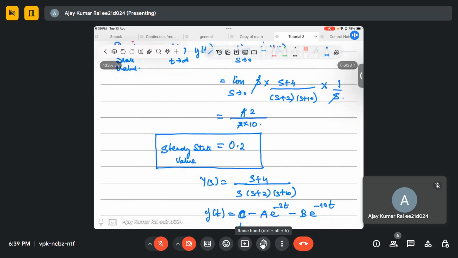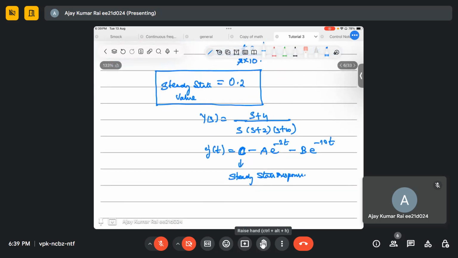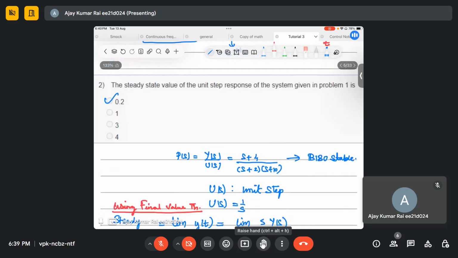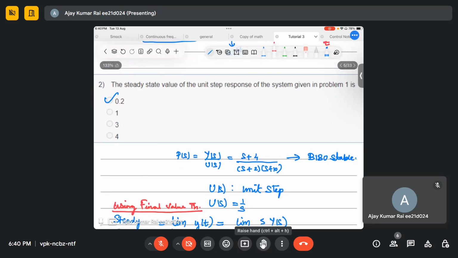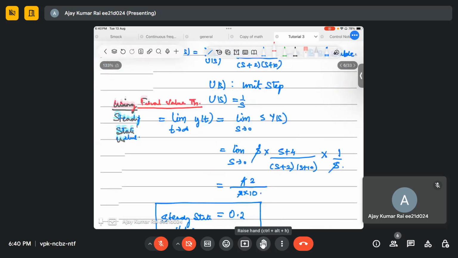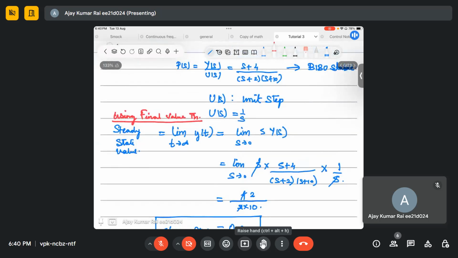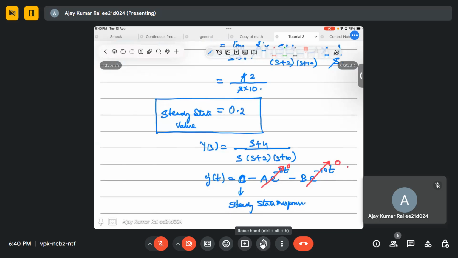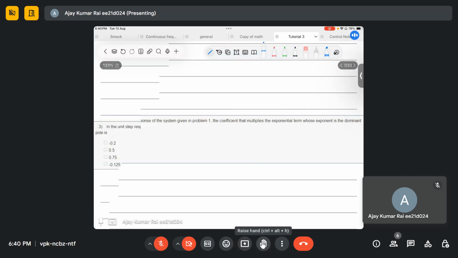Okay, so this is how you calculate. If you want to find out y of t at infinity, you put limit t tends to infinity, and these two terms will become 0. So you'll be getting only c, and c will be equal to 0.2. Okay, so this is the right answer. Any doubt in this question? Again, very simple. Using the final value theorem, you can get the answer. So let's go to the next question.